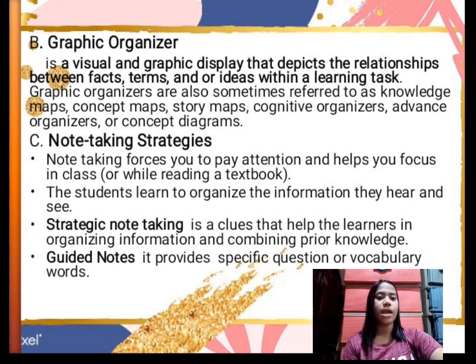Note-taking forces you to pay attention and helps you focus in class or while reading a textbook. The students learn to organize the information they hear and see. Strategic note-taking uses cues that help the learners in organizing information and combining prior knowledge, and guided notes provide specific questions or vocabulary words.